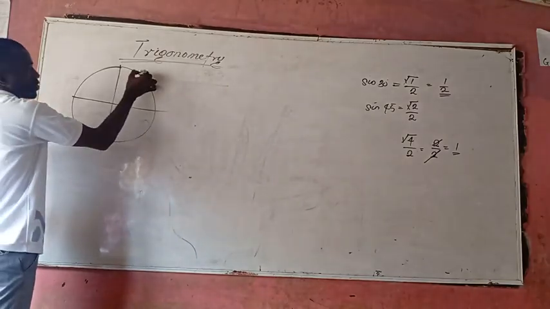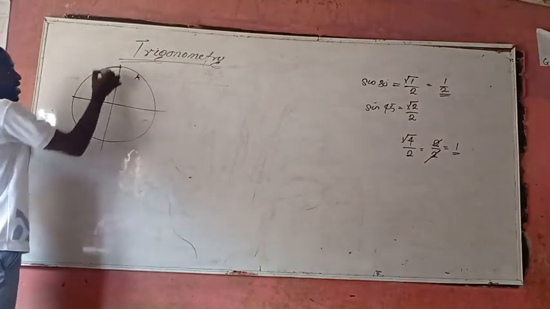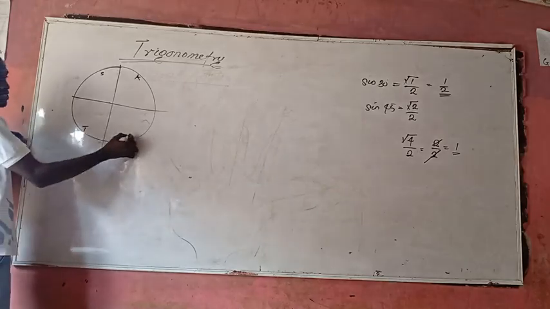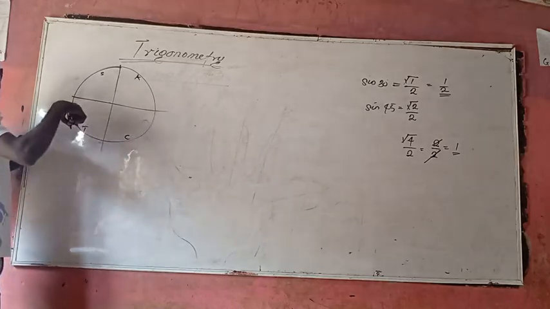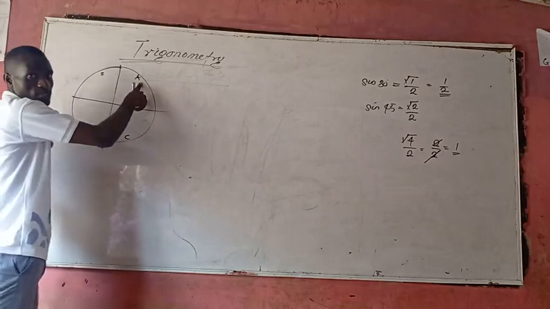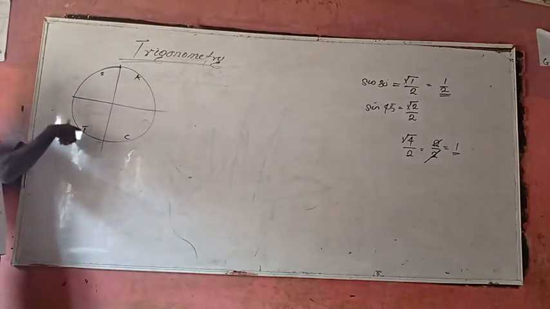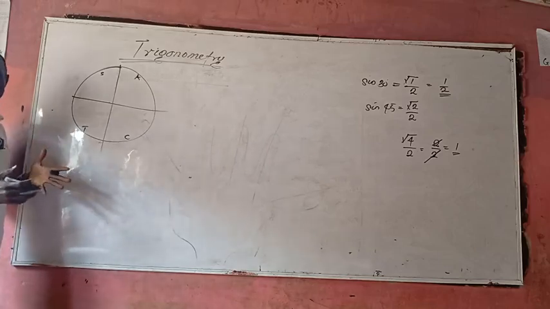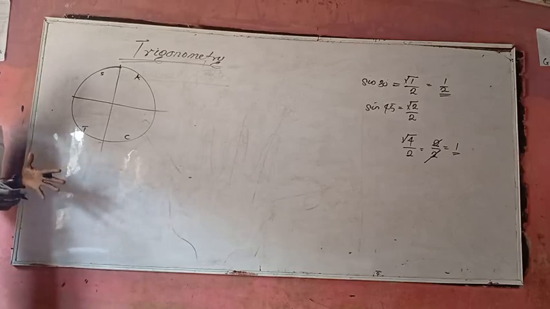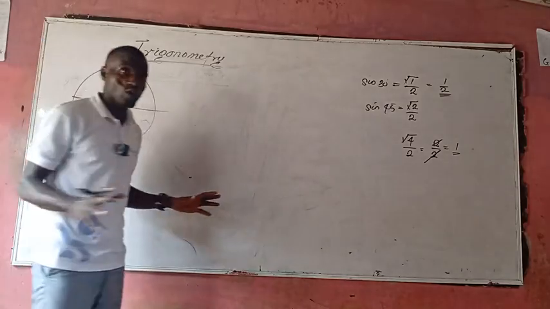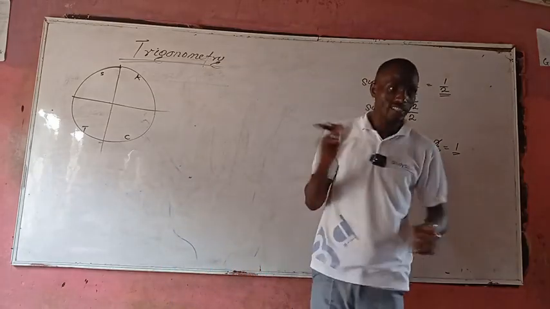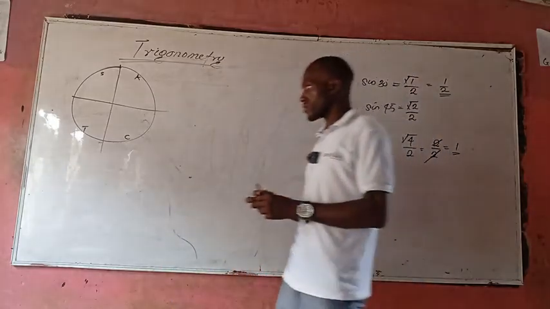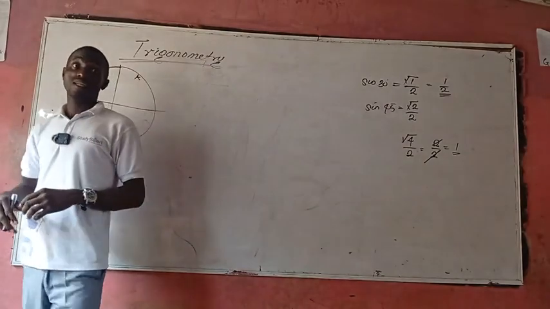They will tell you ASTC, or CAST: all are positive, sine is positive, tan is positive, cos is positive. Do you know how that was derived? That's what I'm asking you. Yes or no? No? That's what I want to teach you. It's very simple. Follow me.